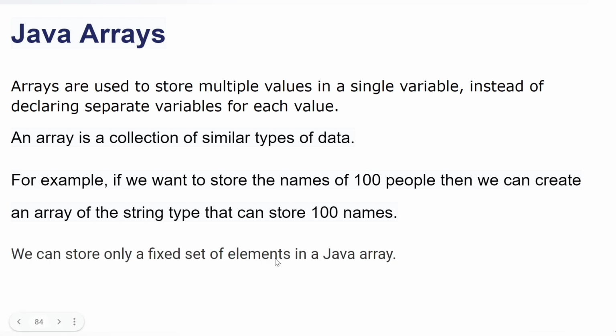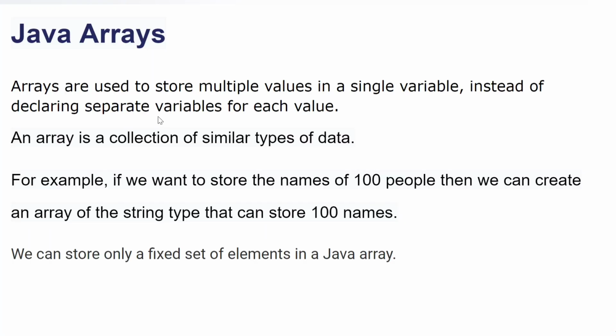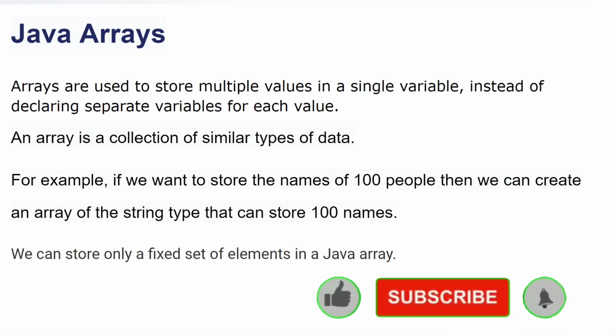We can store only a fixed set of elements in a Java array. So if you have declared an array, you need to provide the size of the array as well. Let's say in this code we want to declare 100 numbers, so the array size will be 100 here. To initialize or make use of an array, you need to know its size, meaning the number of values that will be assigned to that array.